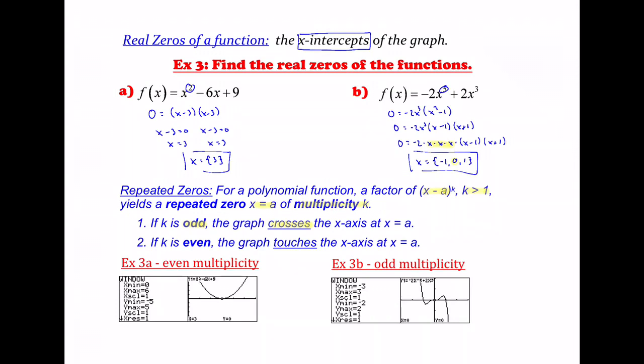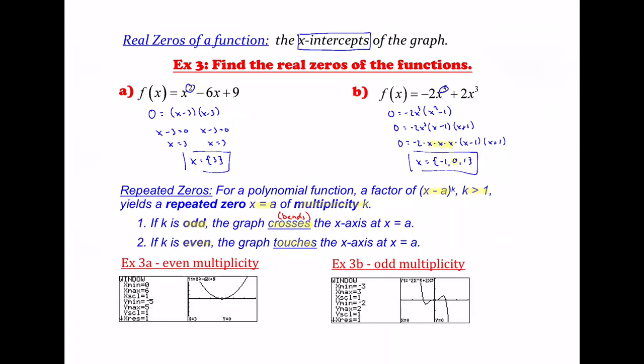I'm going to put another word here. I'm going to write the word "bends." And I'm going to show you specifically what it looks like compared to when it crosses and when it actually kind of bends and almost flattens out on the x-axis there. If k is even, which you've seen a lot with quadratics, it touches the x-axis, but it doesn't cross the x-axis. It only touches the x-axis with an even multiplicity.